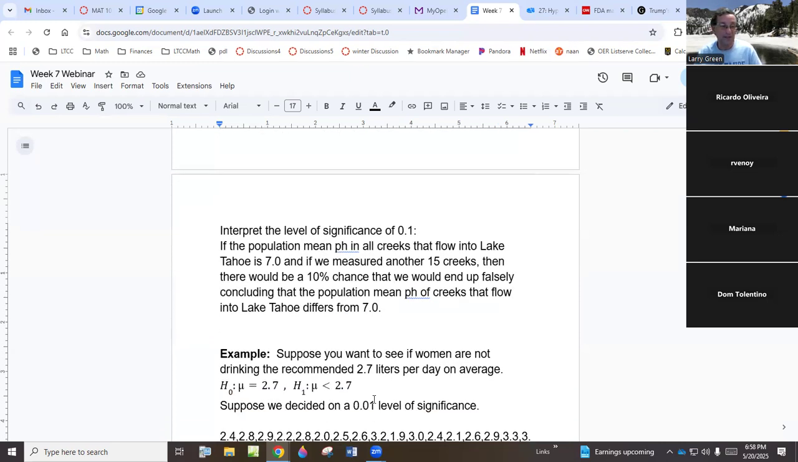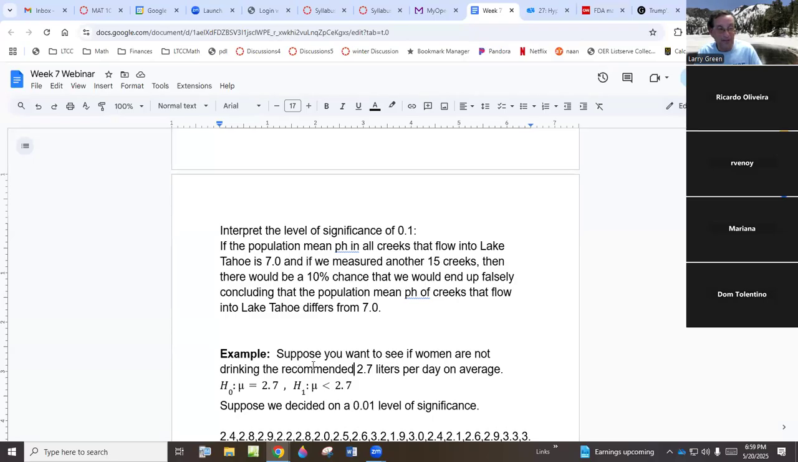Let's suppose that you want to see if women are not drinking the recommended 2.7 liters per day on average. I don't know if you know that, but you're supposed to drink 2.7 liters. And that's of good drinking, not vodka, by the way. If you're in Tahoe, our Tahoe tap water is like the best in the world. But it could be orange juice too. Any questions on the question?